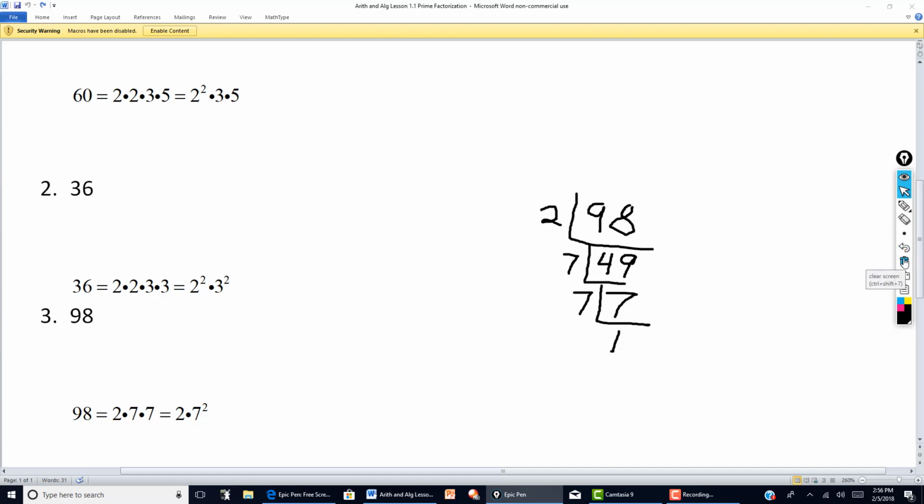So what we're doing is just prime factoring a number. We're going to use this procedure in the next video when we get into reducing fractions. And you'll be doing the same type of procedures when we get into some algebra topics.